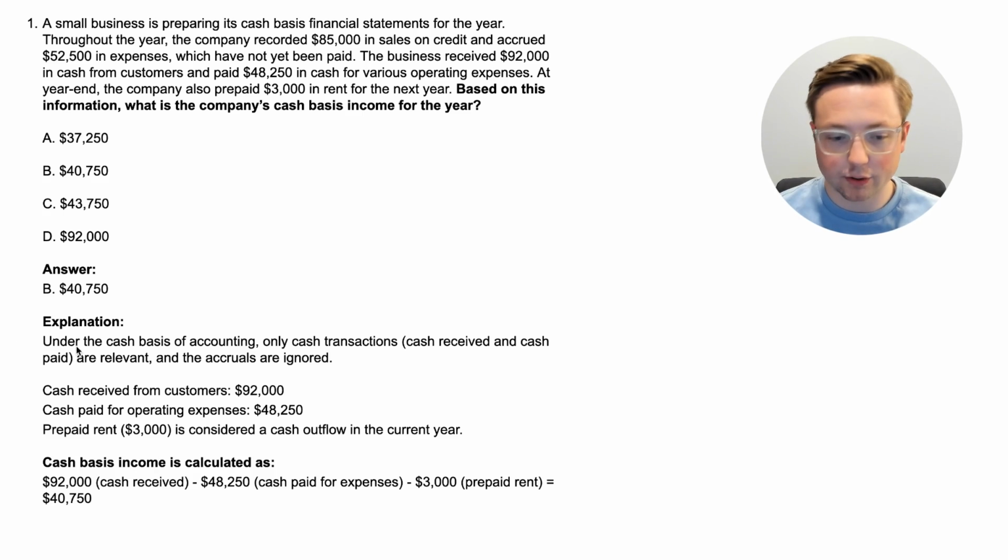So let's walk through this. It's pretty straightforward. Under the cash basis of accounting, only cash transactions, cash received and cash paid, are relevant and the accruals are ignored. So cash received from customers, even though there were these sales on credit and these accrued expenses, all we care about is that they received $92,000 of cash, paid $48,250 in expenses, and then we also pay attention to this prepaid rent because even though it's prepaid, you still have to pay cash to have that as a prepaid expense. So that's a cash outflow when it comes to cash. So you take the cash from customers, subtract the cash from operating expenses and the prepaid rent, and that gives you $40,750 of cash income.